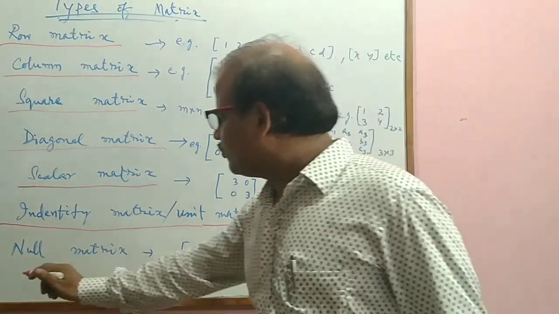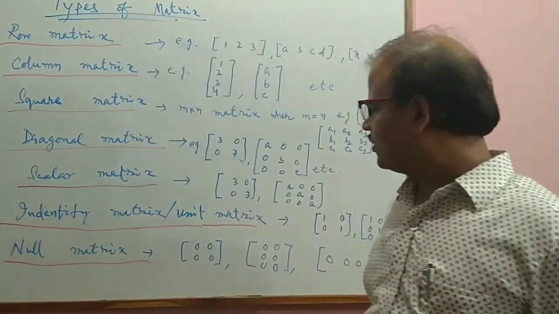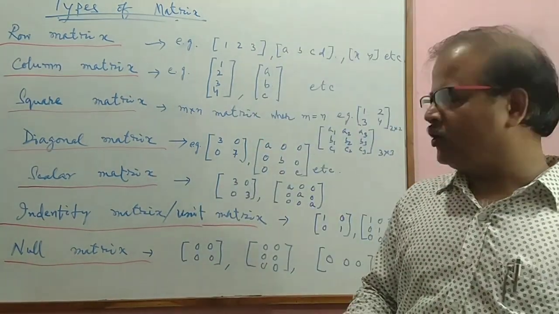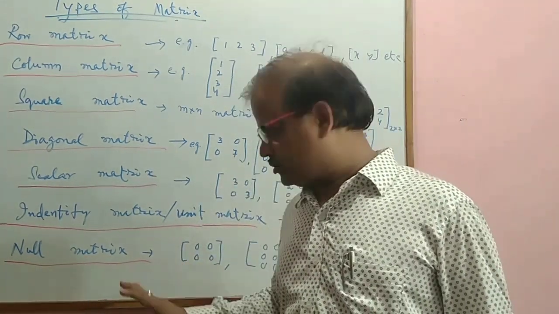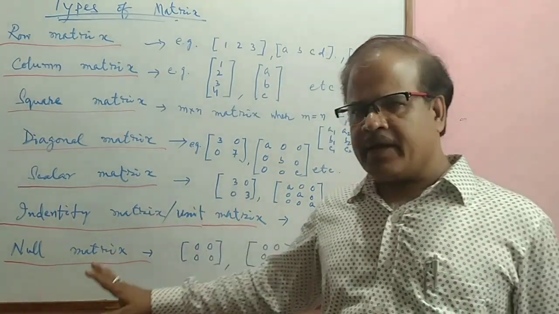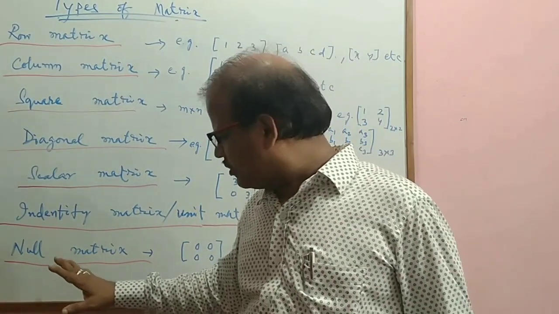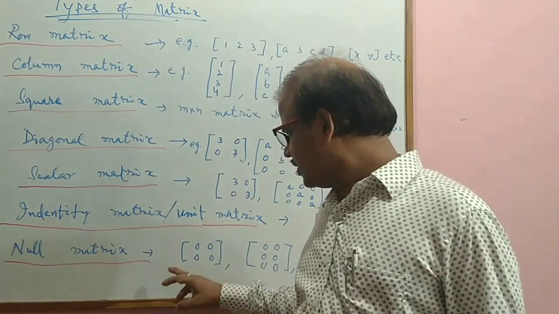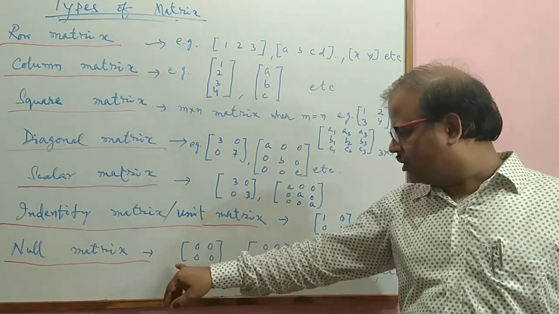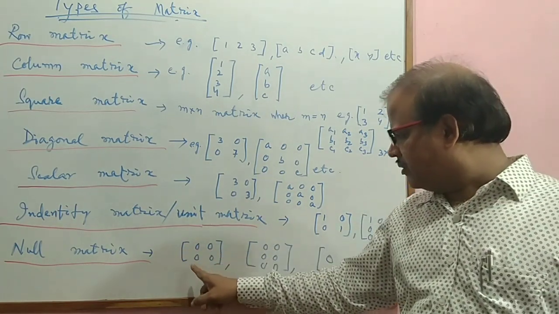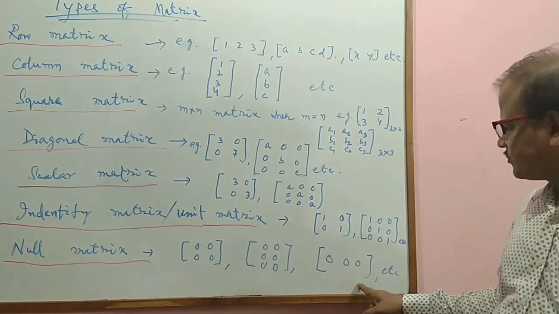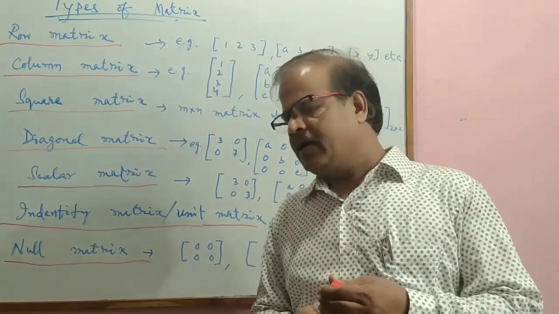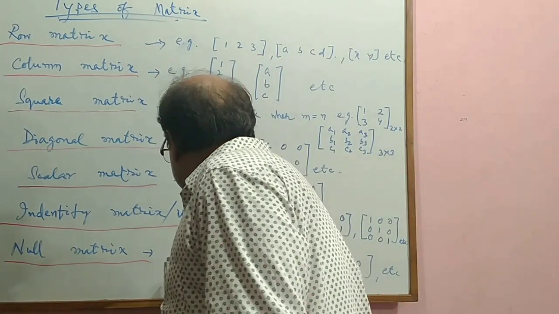The seventh one is the null matrix. A null matrix is a matrix all of whose entries are zeros. It may be a square matrix or a rectangular matrix. For example, these are null matrices. A null matrix is also denoted as O.